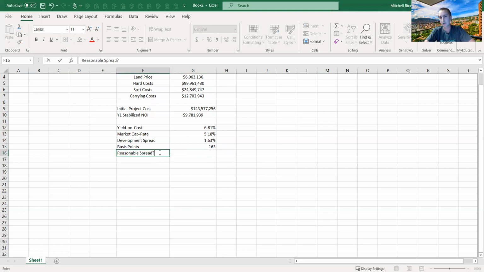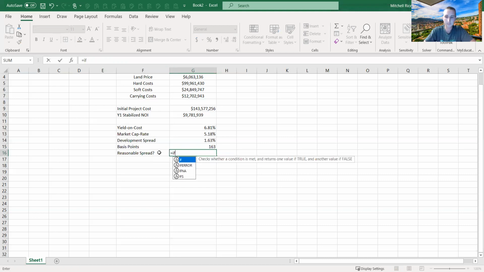Now you have to ask, is this a reasonable spread? I did a case competition once. They asked us what our development spread was, and we told them, and they said, no, that's way too high. That's not reasonable at all. It's not accurate. So let's write a little if statement. If 163 is less than 150, return no. If it's greater, return yes.